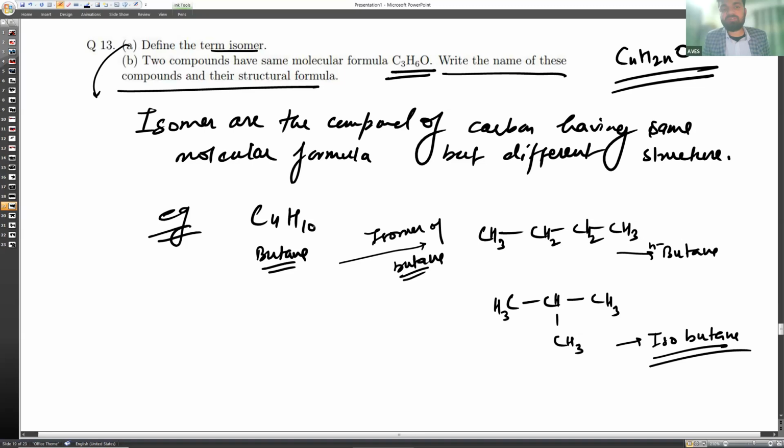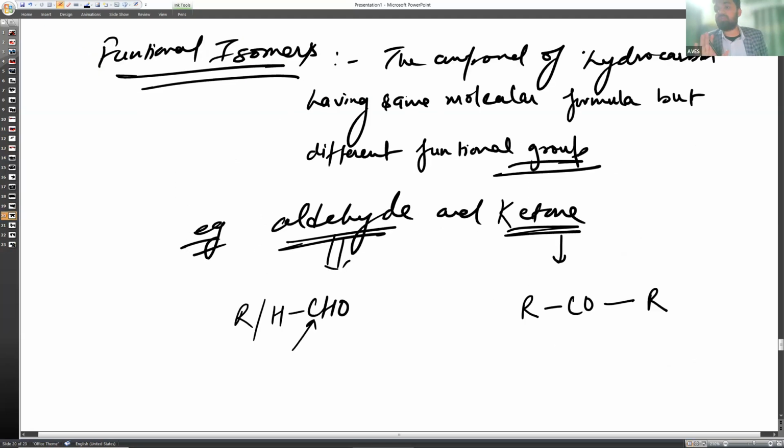So first of all, define isomers. Isomers are the compounds having the same molecular formula but different structure. For example, C4H10O, you can write it this way. But if I talk about this one here, you have to write the functional isomers. What are functional isomers? The compounds that have the same molecular formula but different functional groups. Like ketone and aldehyde show functional isomerism.